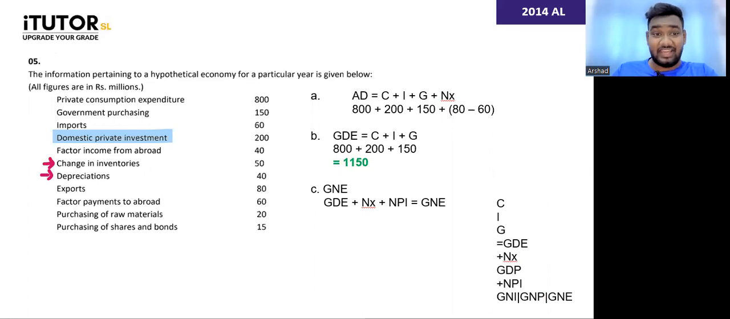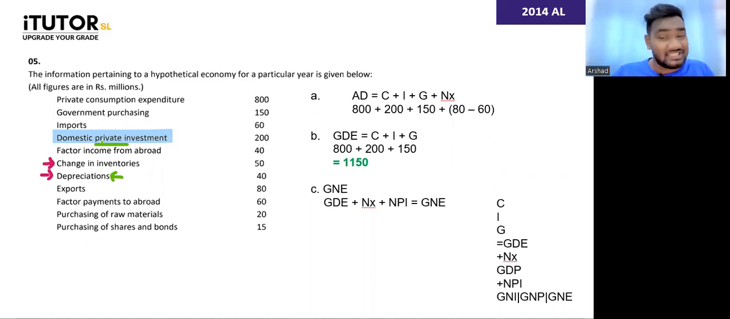Okay, so they have given an alternative answer also for part B by adding depreciation. Can be, because here they are not very clear. When they say domestic private investment, they are not clear whether this is gross domestic private investment or net domestic private investment. So if it is net, you can add the depreciation part also. If it is gross, you can give. That's why, so this is the previous way of calculating.